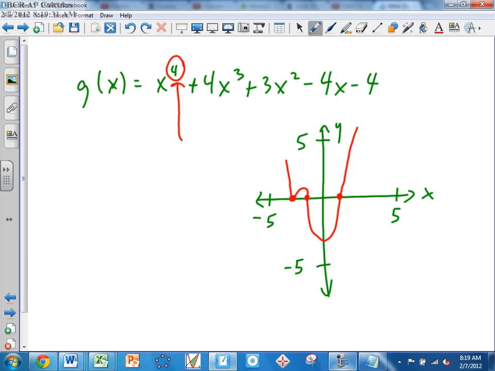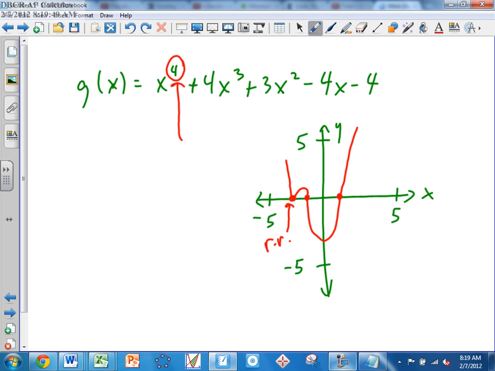Where is it, Derek? Not imaginary. Imaginary can only go in pairs. Why is it this first one, Victoria? Victoria's pointing out this one right here, guys. This is the repeated root. Why, Victoria?